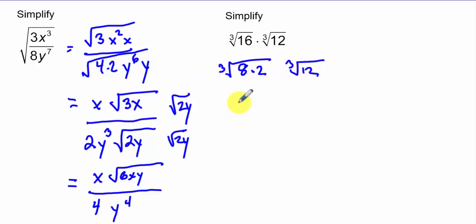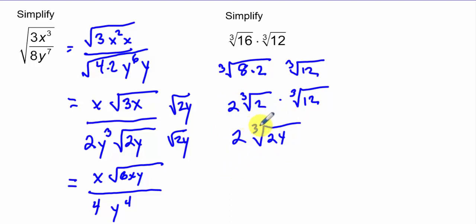Simplify to start with, and then that gives me a 2 because the cube root of 8 is 2. And then I still have a cube root of 12, nothing's going on there. Now I can multiply these two together and get a smaller number that's easier to deal with. So in this case, I have 2 cube roots of 24.